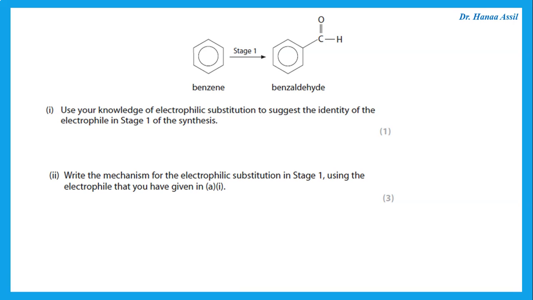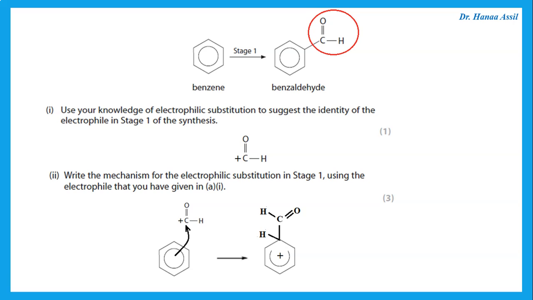What happened in stage 1? We added to the benzene ring this group, which is an aldehyde group, the C double bond O H. We need to add that to the benzene ring, and that means we must have started with something like this that has a chlorine, and then we remove the chlorine, so the electrophile would be that carbon with a positive charge. Write the mechanism of electrophilic substitution.